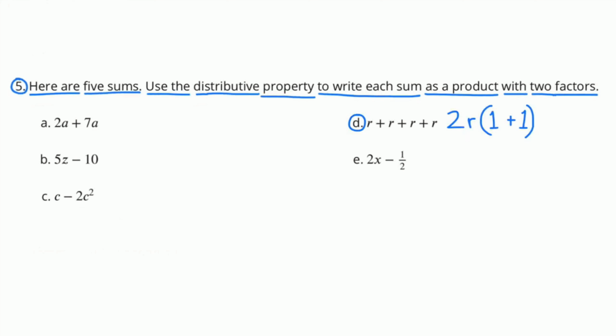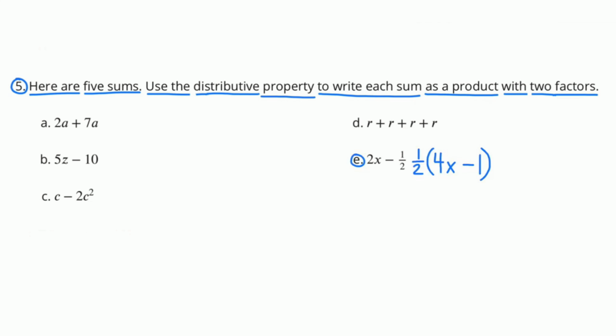D. R plus R plus R plus R. I pulled out 2r as the common denominator with 1 plus 1 on the inside of the parentheses. So 2r times 1 plus 1, because 2r times 1 is 2r, and 2r times the other 1 would be 2r. So 2r plus 2r would be 4r. There's a wide variety of ways to set this one up. I just chose this one.